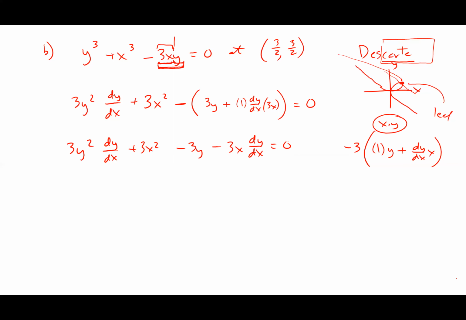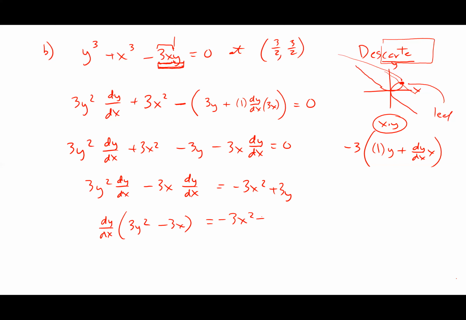All right, let's move everything that does not have a dy/dx to the right hand side. Let's keep everything that does have a dy/dx. This one stays, this one gets moved, this one gets moved, and this one stays. Okay, factor out the dy/dx: y squared minus 3x. Let's solve for dy/dx first.